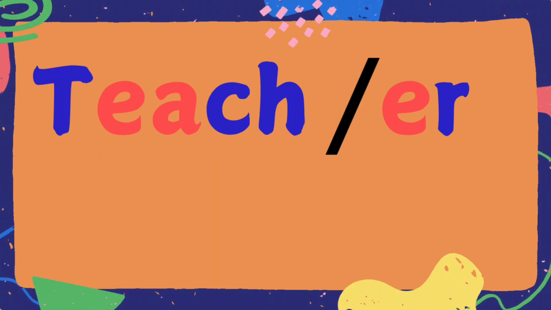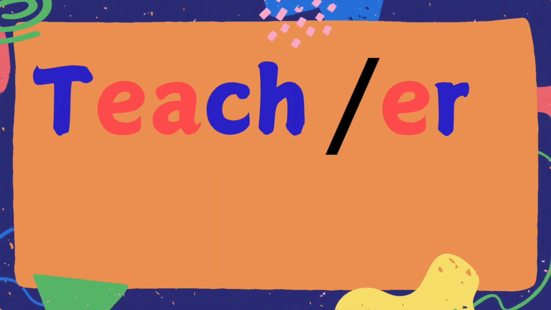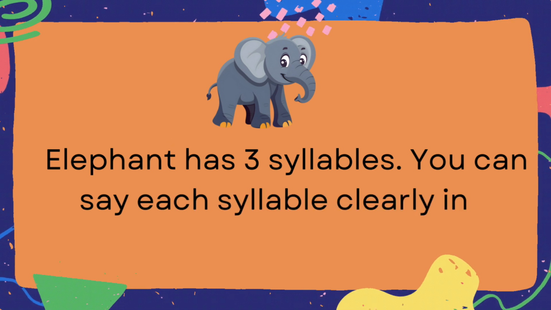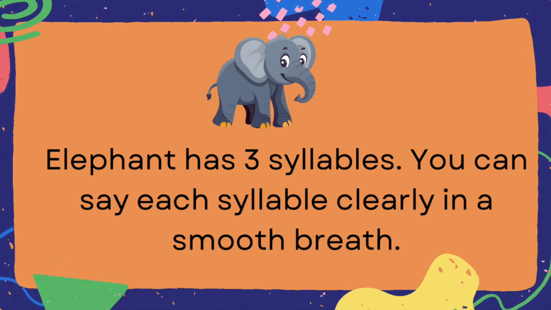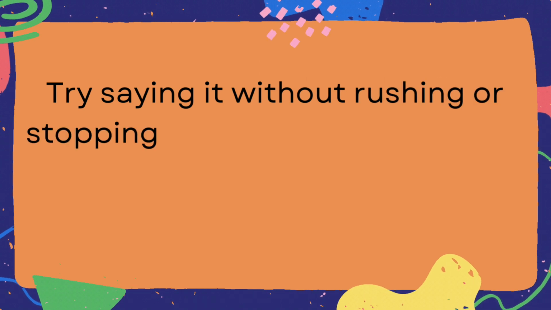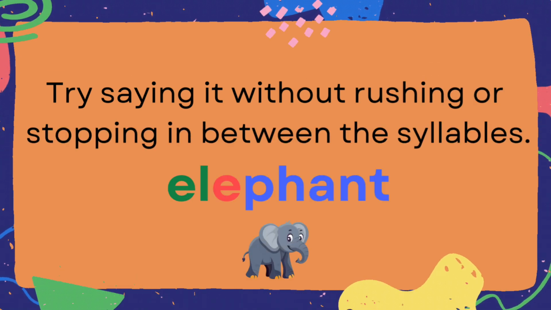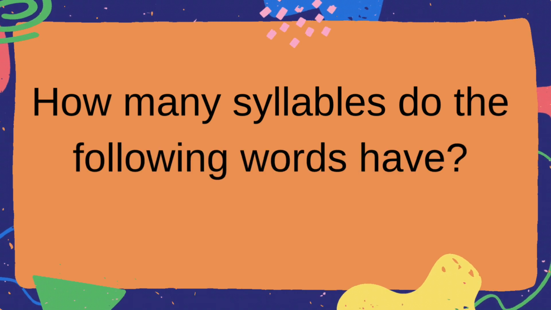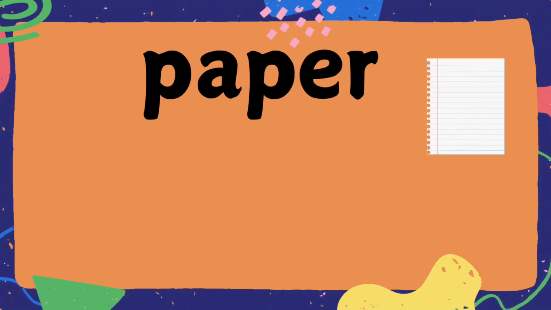Let's clap each syllable out and say the word together. Teach, teacher. Elephant has 3 syllables. You can say each syllable clearly in a smooth breath. Try saying it without rushing or stopping in between the syllables. Elephant. How many syllables do the following words have? Clap out the syllables. Paper.